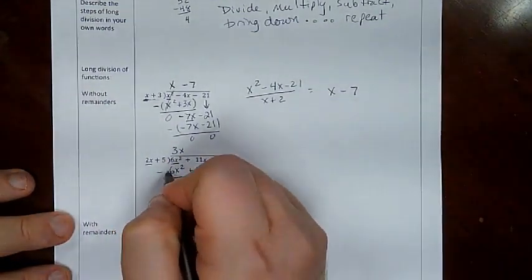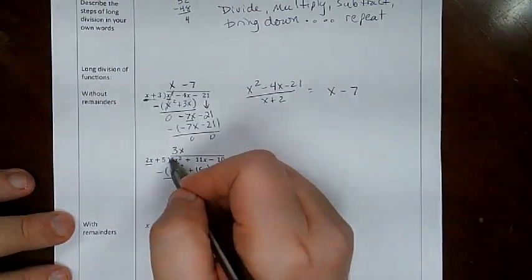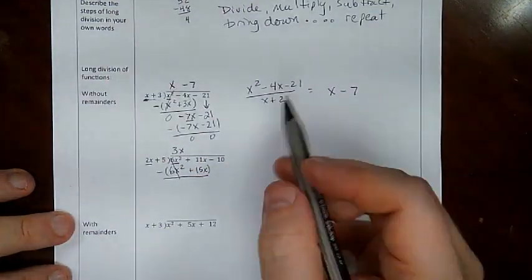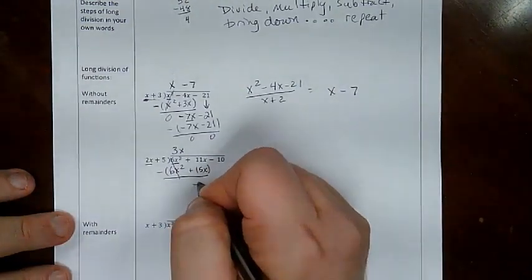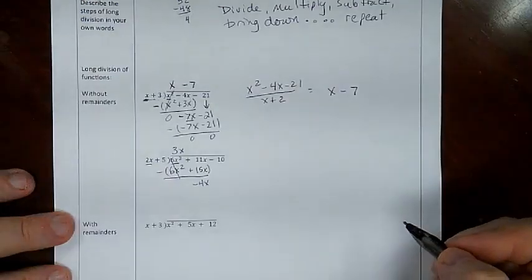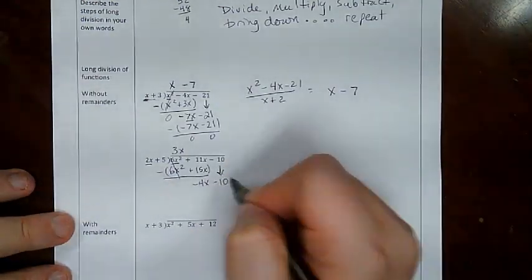I remember again that I am subtracting. 6x squared minus 6x squared gives me 0. 11x minus 15x gives me negative 4x. So then I'm going to bring down this minus 10.